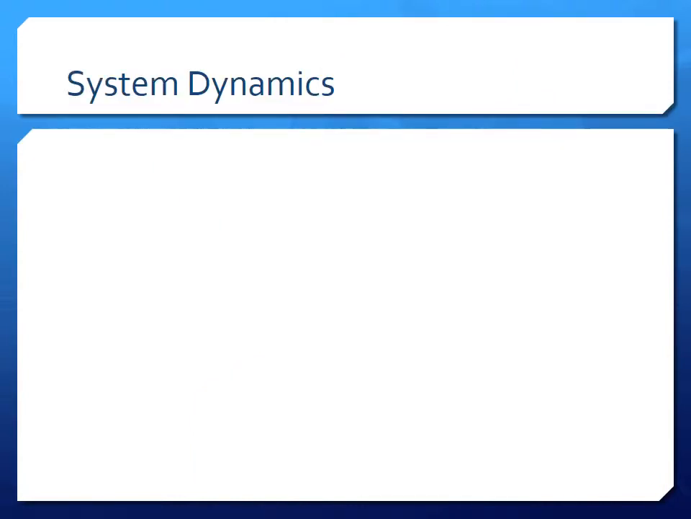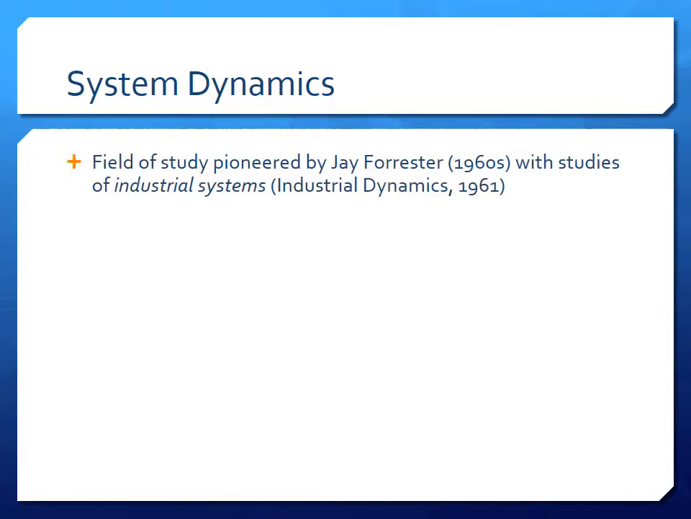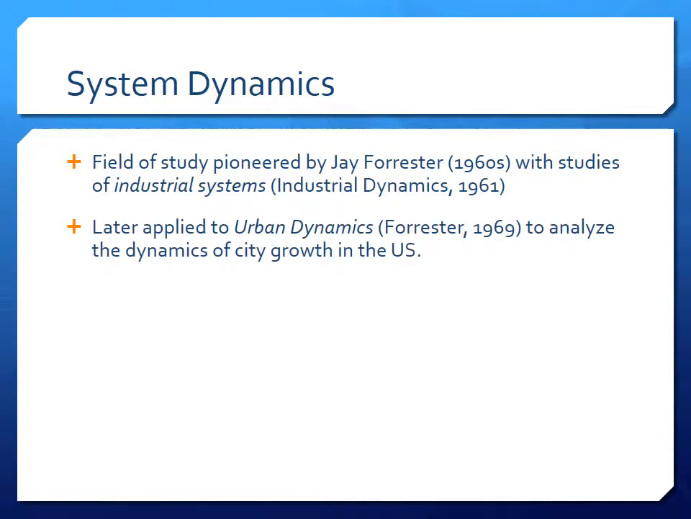Now we're going to be using system dynamics to study systems, and system dynamics is a field of study that was pioneered by Dr. J. Forrester in the 1960s. He looked primarily at industrial systems, at companies and industries, identified their components, and formalized what's known today as system dynamics as a field of study. He later applied the same set of principles to analyze the dynamics of city growth in the United States, and this led to another well-known book, Urban Dynamics, by the same author.